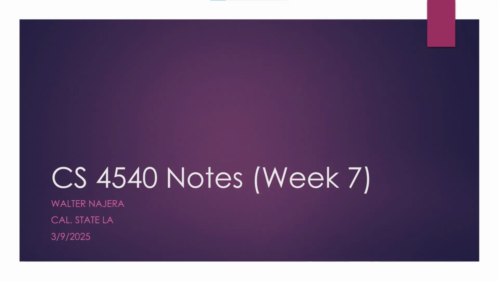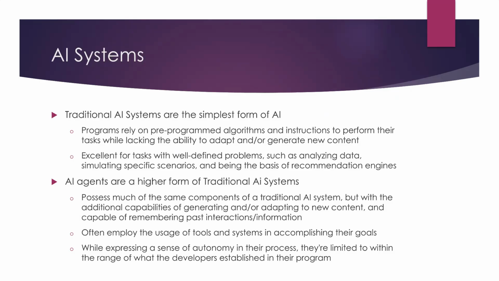Today we'll be discussing a little bit more about what AI agents are and what they do. So to start, traditional AI systems are the simplest form of AI. They're programs which rely on pre-programmed algorithms and instructions to perform their tasks while lacking the ability to adapt or generate new content. They are excellent for tasks with well-defined problems such as analyzing data, simulating specific scenarios, and being the basis of recommendation engines.